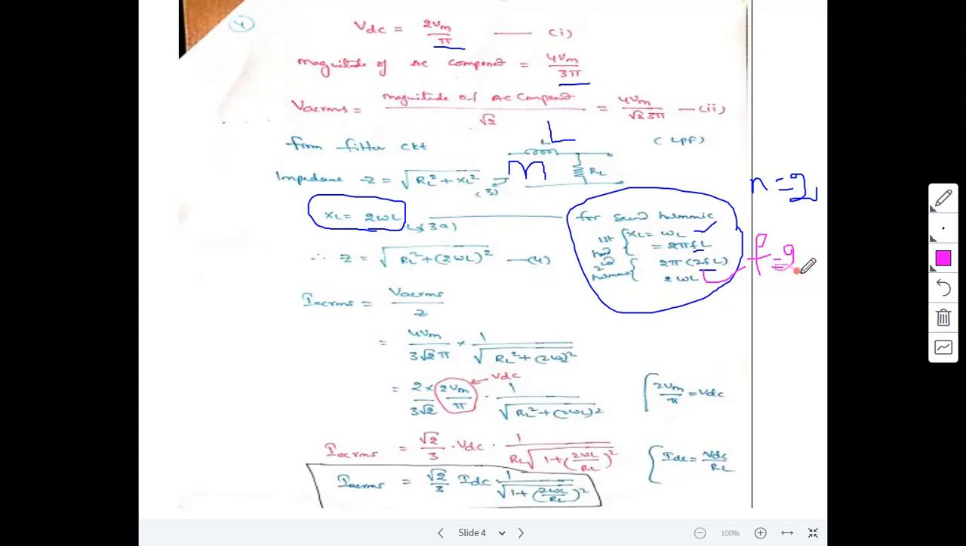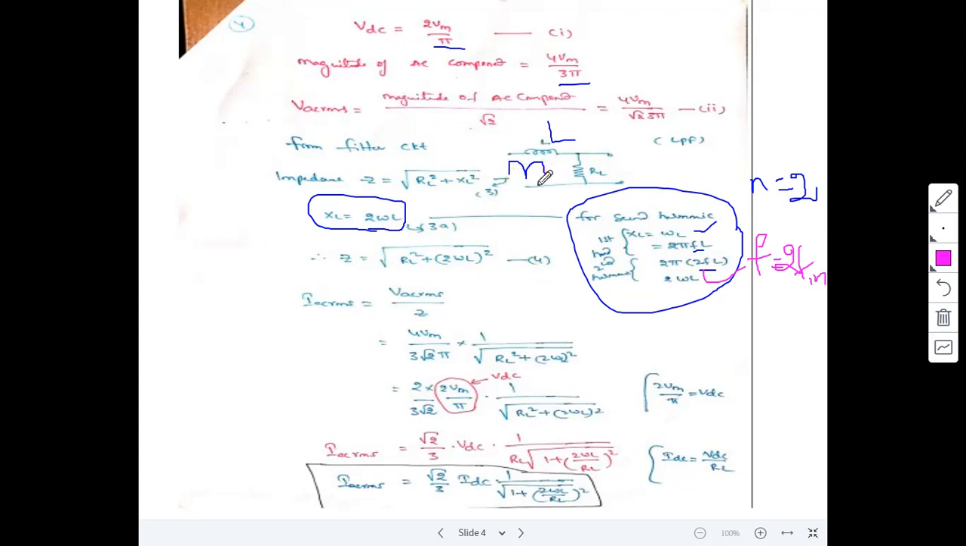For the second harmonic, the frequency is equal to 2 times the input frequency. So now f is equal to 2f into L. That's why XL is equal to 2 omega L. Then, simplifying, Z is equal to the root of RL square plus (2 omega L) whole square. These are all the mathematical simplifications.